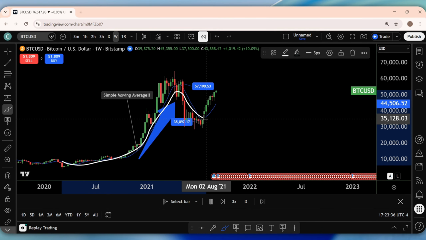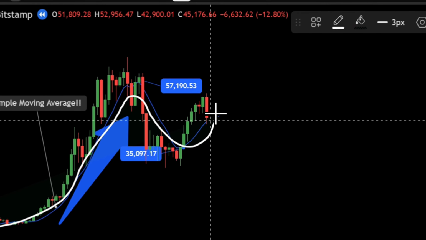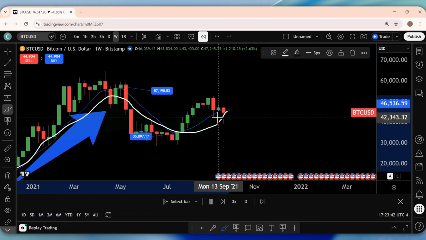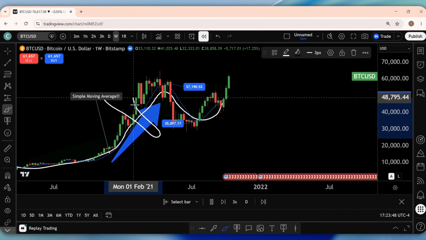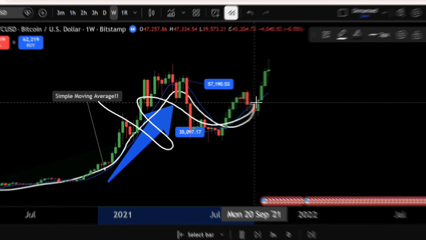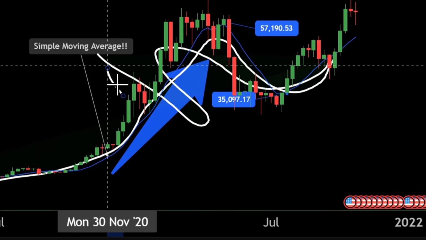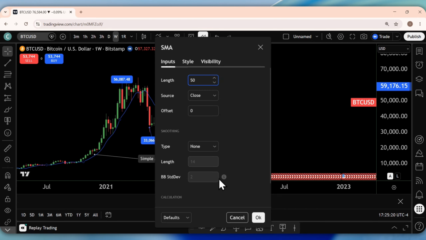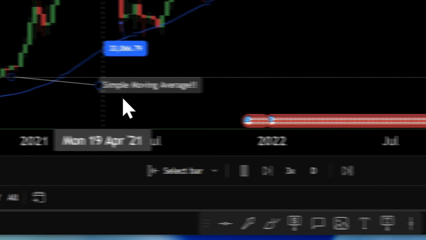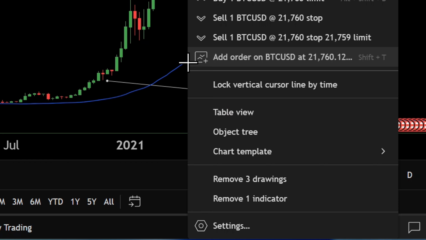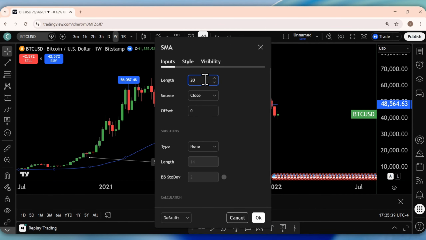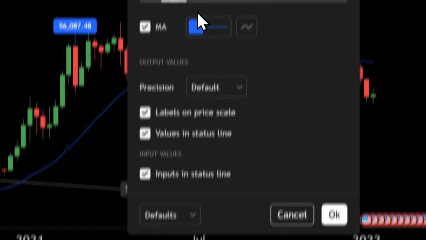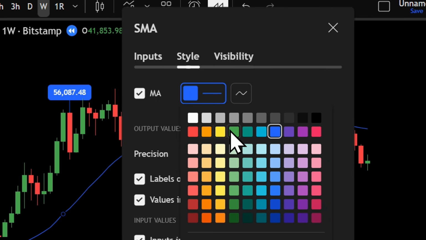Right now, the default setting may already be applied, but we'll use a 20-period moving average for this example because it's commonly used for short-term market analysis. To change the settings, click the gear icon beside the indicator. Set the length to 20. Now the moving average is calculating the average closing price of the last 20 candles. As each new candle forms, the oldest candle drops off, and the newest one gets added into the calculation. This creates a smooth line that follows price movement while filtering out some short-term volatility.